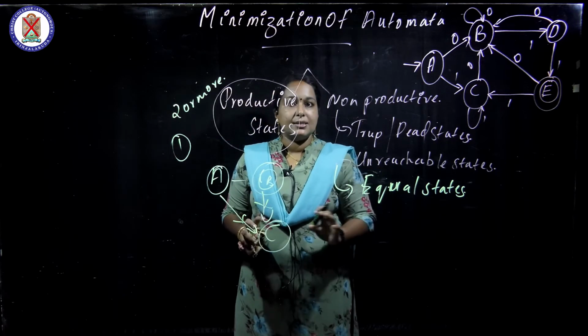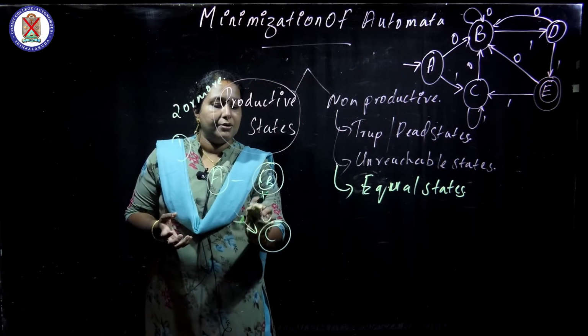Okay. Next one is the unreachable state. What do you mean by unreachable state?